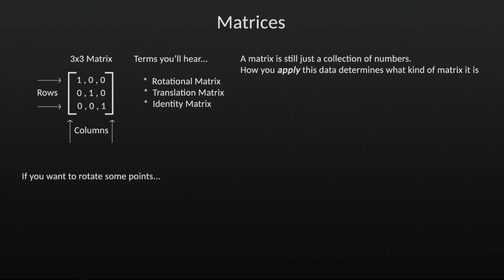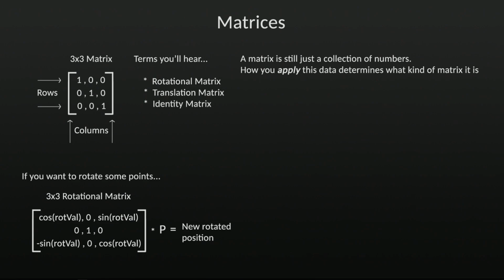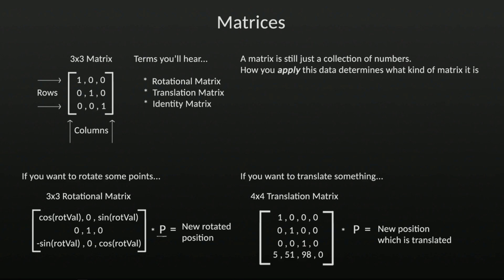So, as an example, let's say that we want to rotate some points. This is a 3x3 rotational matrix. And don't mind this cosine and sine, negative sine thing for right now. Just keep in mind that if we multiply this rotational matrix against our position, we will end up with a new rotated position on our points. If we want to translate something, we can use a 4x4 translation matrix. Again, multiply it times our position, and now we've translated our points to a different location.